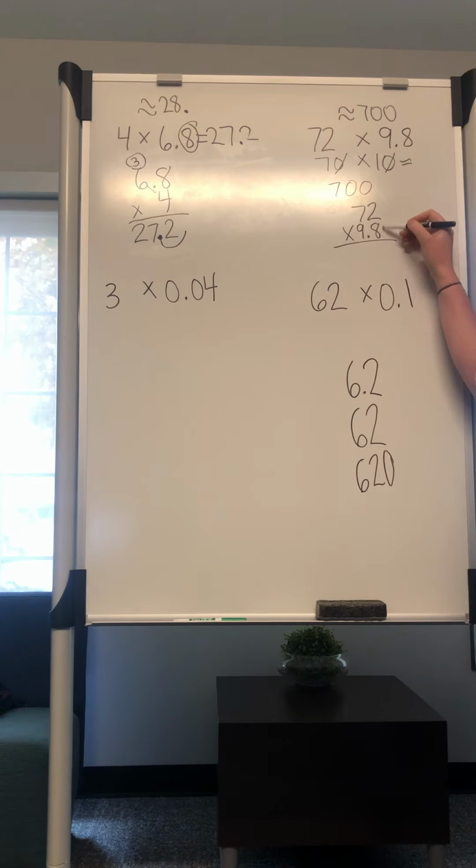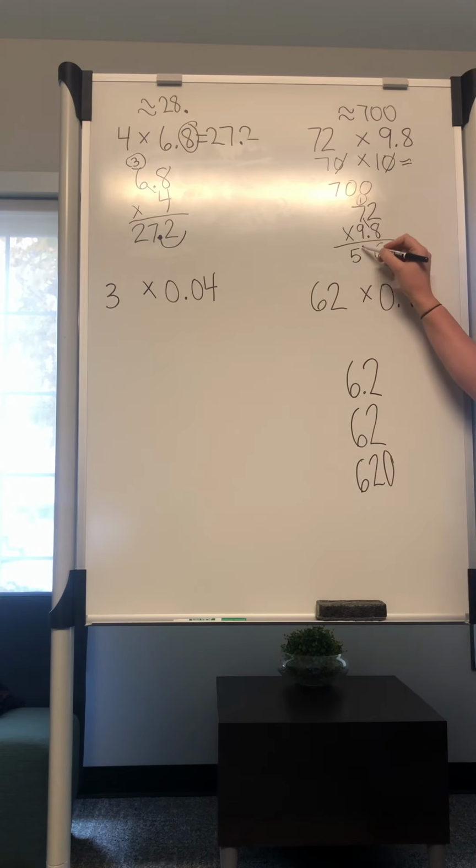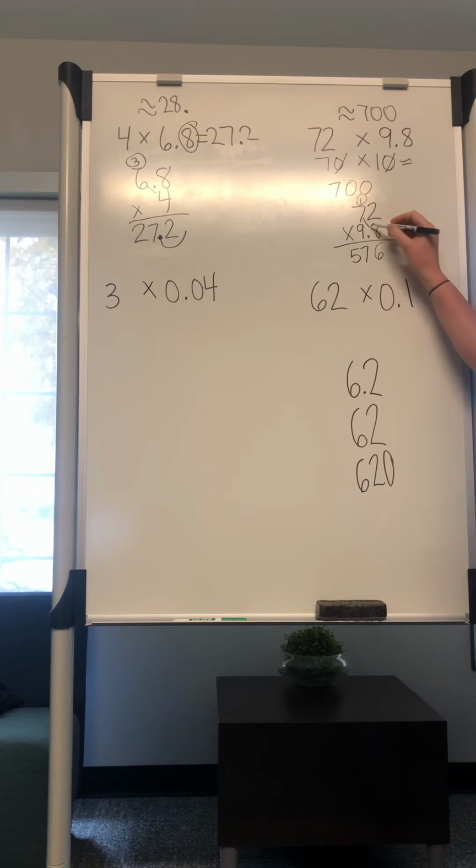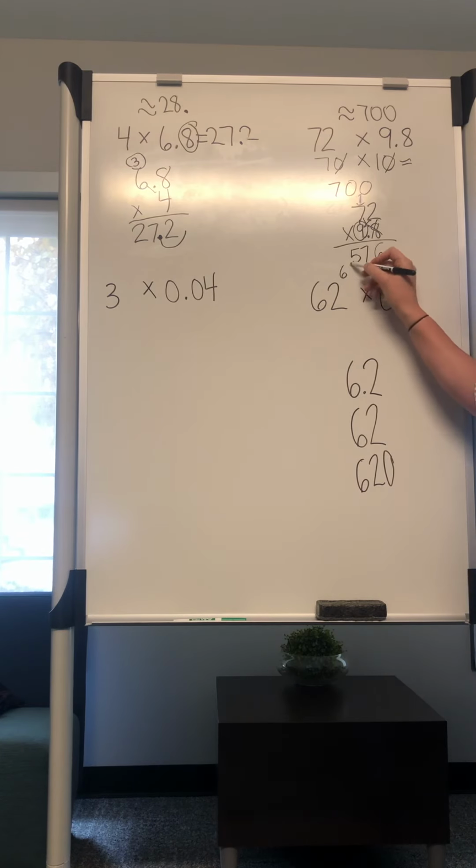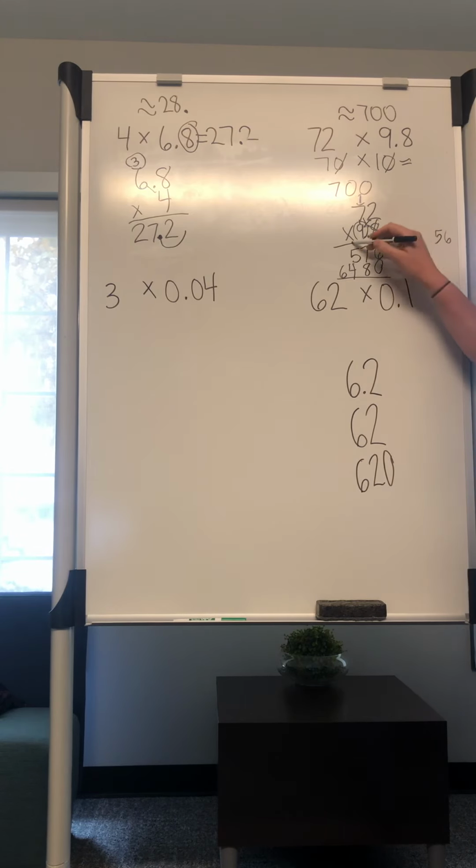Now when I do 72 times 9.8, again, I'm going to pretend that the decimal place isn't there. 8 times 2 is 16, carry the 1. 8 times 7 is 56, plus 1 more, 57. Now I'm done with that one. Moving on to this one, we still have to drop that 0. 9 times 2 is 18. Bring down the 8, carry the 1. 9 times 7 is 63, plus 1 more, 64. And we'll have 15, 10.